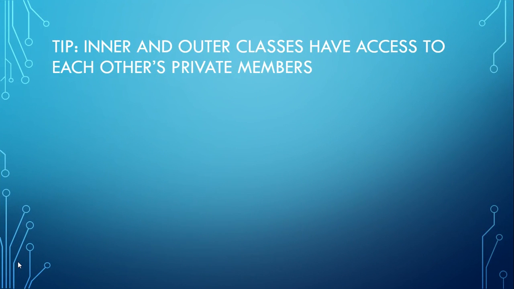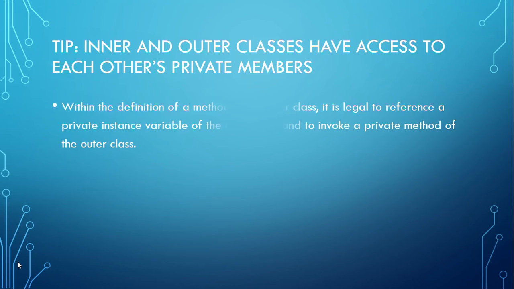So here's a tip when you're dealing with inner and outer classes. They have access to each other's private members. And when we say members, we're talking about their variables and their methods here. So within the definition of a method of an inner class, it's legal to reference a private instance variable of the outer class and invoke a private method of the outer class.